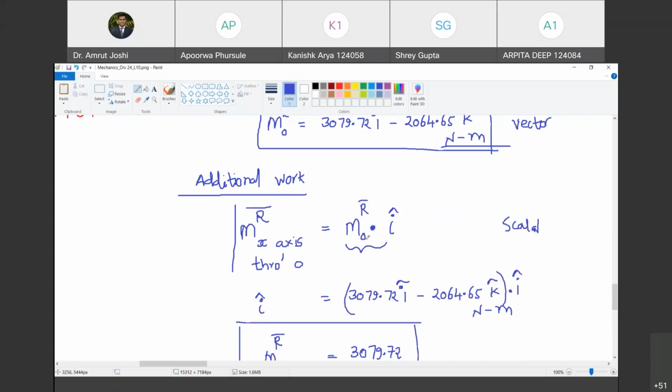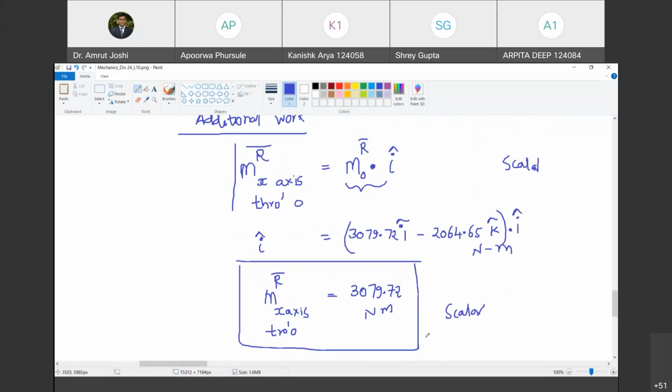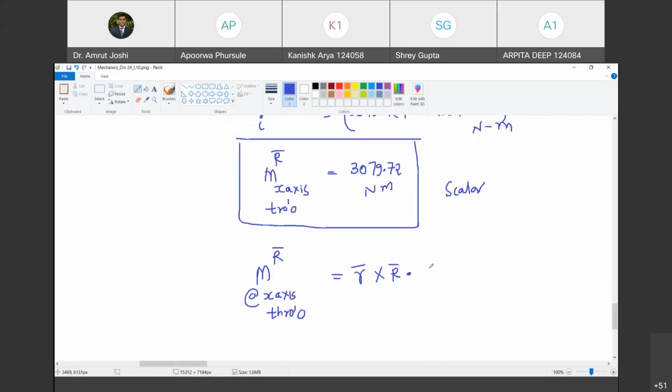It is moment of R bar about O, which I can write as R bar cross R bar, its dot product with I cap. Do you agree with me? Yes, sir. So what do we call such kind of product as? Is it a scalar triple product?